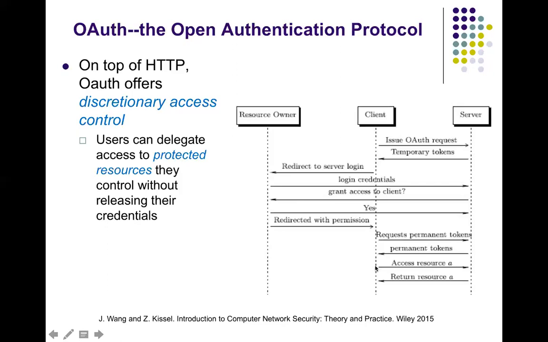So then the client wants resource A, let's say a CPU, so it has a permission token to get resource A, and then the server returns resource A, and so on. During this process, the resource owner can revoke this permission for this particular client.